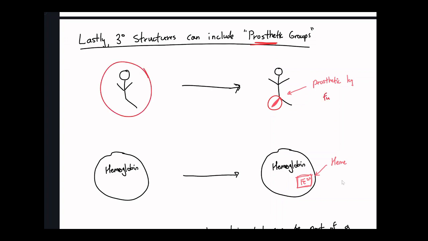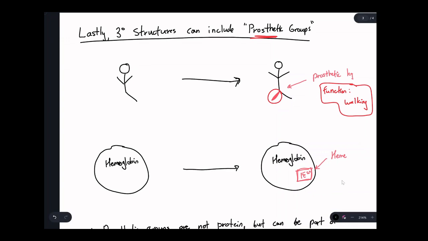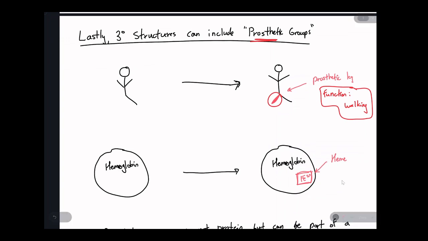This is still a human being, but maybe this is a human being that has trouble walking. There's now a function of walking. So this prosthetic group is required for the function. Therefore, we call it an important part of the protein. For hemoglobin, to move it to an actual protein, hemoglobin is the protein in your blood that carries oxygen. It turns out, though, that hemoglobin actually can't bind oxygen. You specifically need a chemical called heme, which we'll talk much more about in section 4. That's the thing that actually binds oxygen.